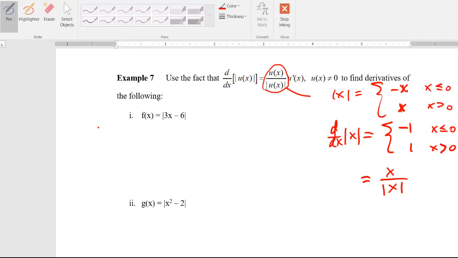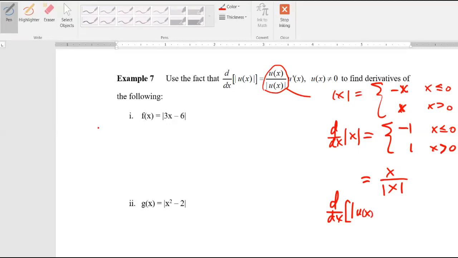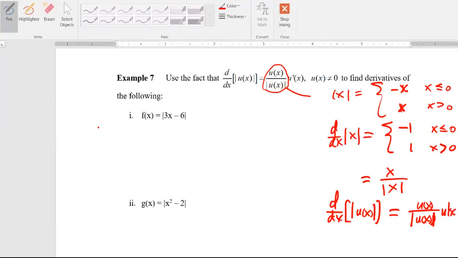So this is our standard form. Now, if you replace that x with a function, u of x, then you just enlist the chain rule. So you'll have u of x over absolute value of u of x times u prime of x. So that's where this is coming from.